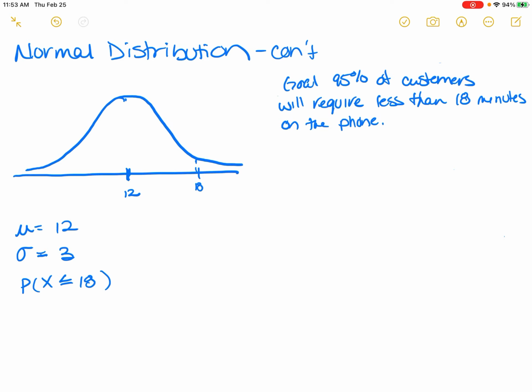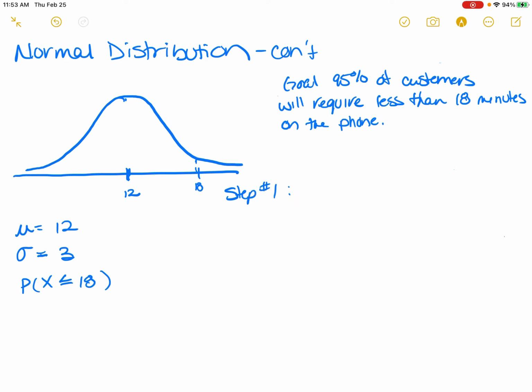But now they're asking us, the goal is for 95% of the customers to require less than 18 minutes on the phone. And so how do we solve this problem? Well, the first thing that we're going to do in solving this problem is we're going to work backwards. So I would say step one is, I'll write this over here.